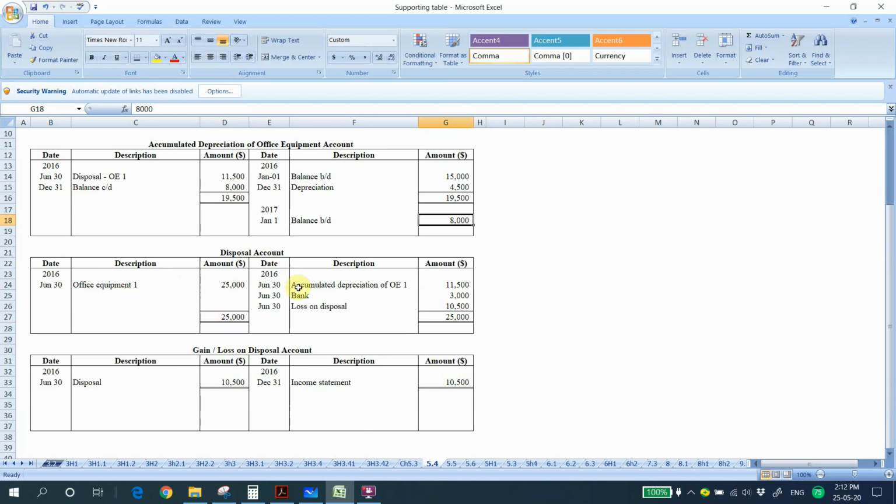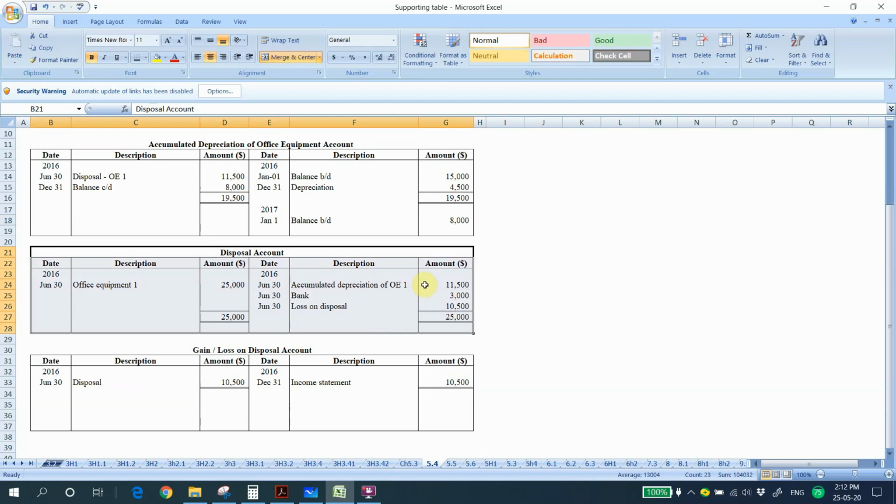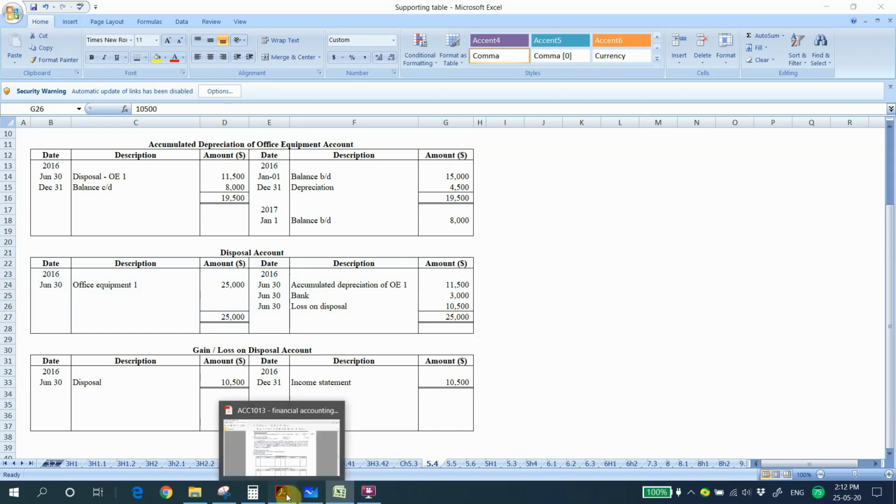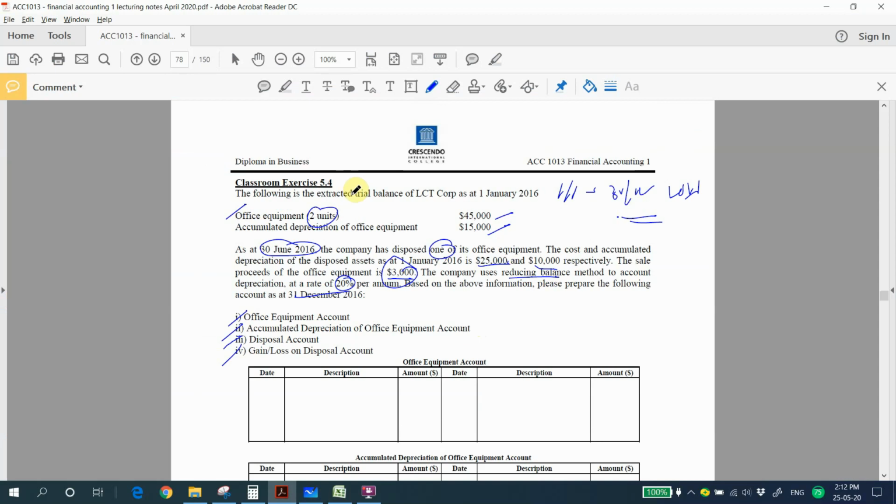And when you dispose asset, you have to do this analysis. Either you make a gain or make a loss. So in this example, we make a loss because the cost is more than your accumulated depreciation plus the collection, 3,000. So we make a loss of 10,500. So that's all for classroom exercise 5.4.